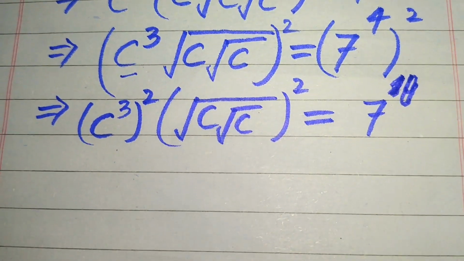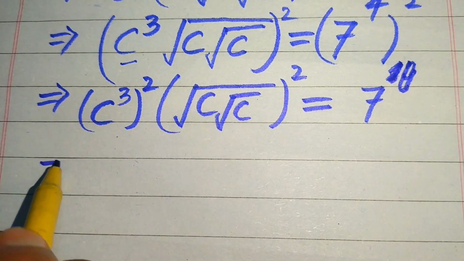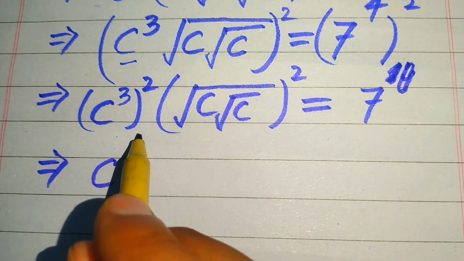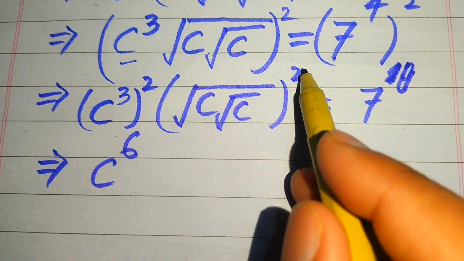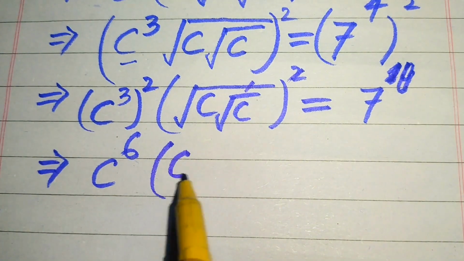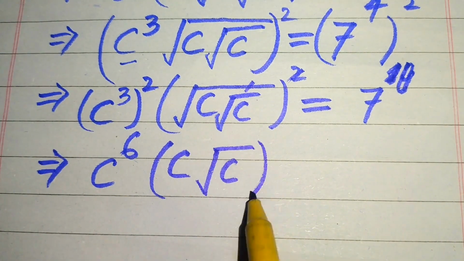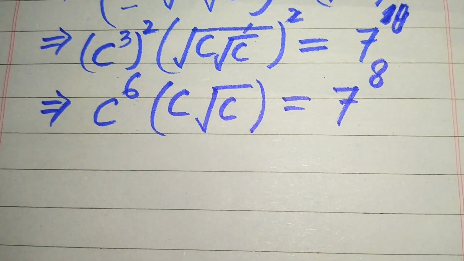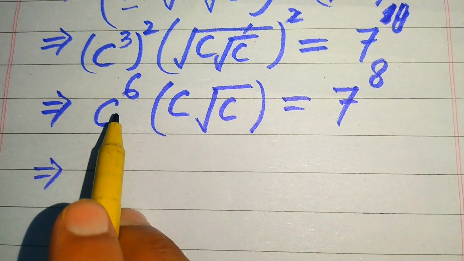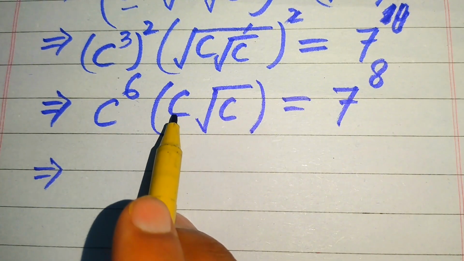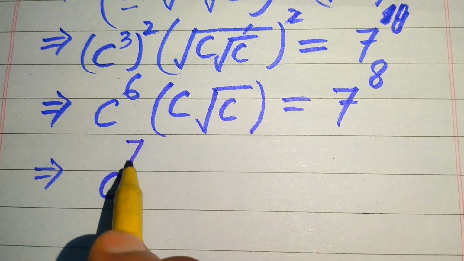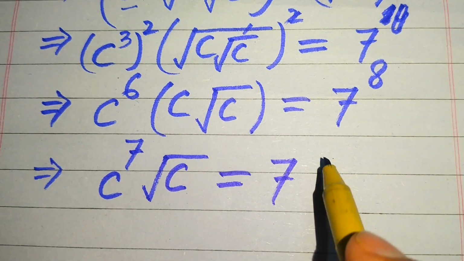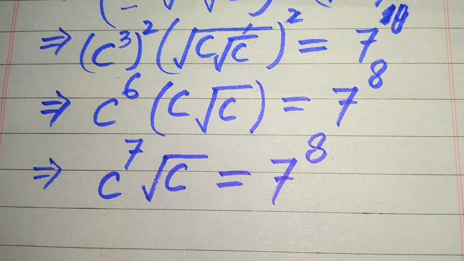And now in the next step, we simplify the left hand side, and we have 3 times 2 becomes c to the power of 6, and from here this 2 and this square root cancel out each other, and we get c times the square root of c, and this is equal to 7 to the power of 8. And now further in the next step we multiply c to the power of 6 with this c, and we get c to the power of 7 times the square root of c is equal to 7 to the power of 8.